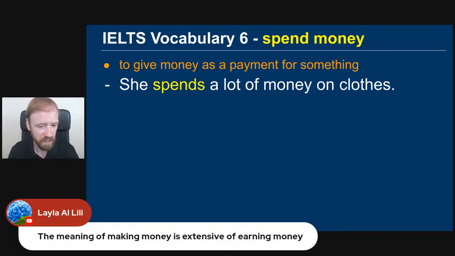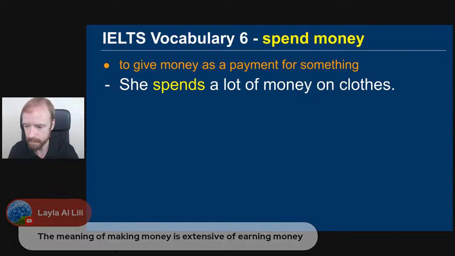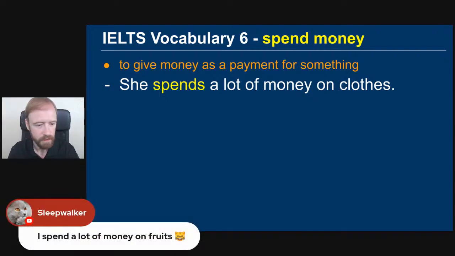The meaning of making money is extensive of earning money. Yes. As income is more extensive than salary. I spend a lot of money on fruits. Yeah, fruit. Me too, actually. Because I buy pineapples and bananas. That's expensive.